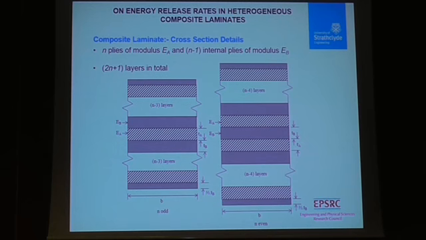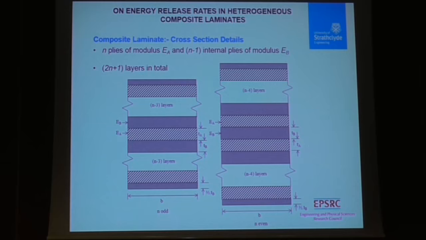There's actually two cases I need to consider. On the left there, you've got the case where material A forms the core layer, and on the right there, material B forms the core layer. And I've said that in this analysis there are n plies of material A, and therefore n-1 internal plies of material B. And then I've got the two surface layers of material B, so that gives me 2n plus 1 layers in the laminate in total.